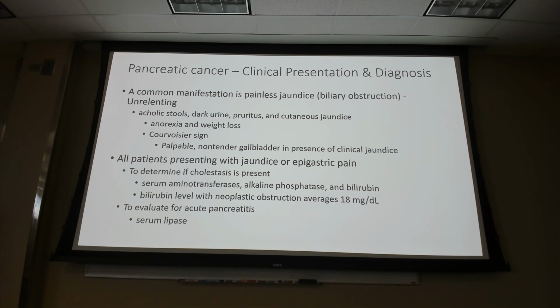And then we do like to get all of our labs like we do for all of these. So we'll get our liver function tests. We want to make sure we're looking at their bilirubin just to make sure that we don't have any sort of obstruction. And typically when we do find this with pancreatic cancer, it's significantly elevated, like 18 on average. I've typically seen it higher than that on diagnosis, like in the 20s normally. And then we want to evaluate if they have any sort of acute pancreatitis, so that's when we get the lipase with it as well.